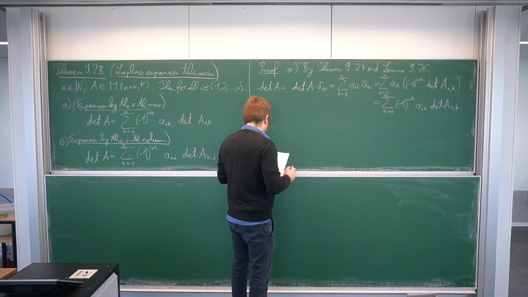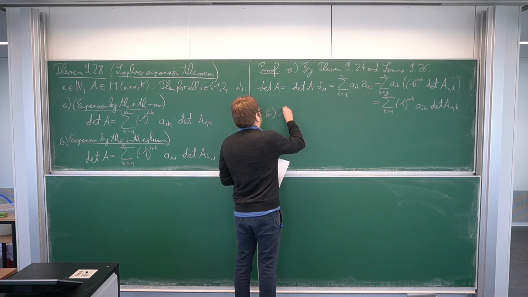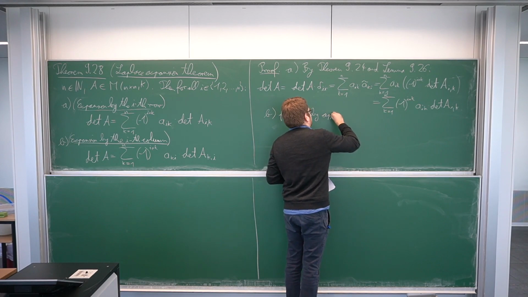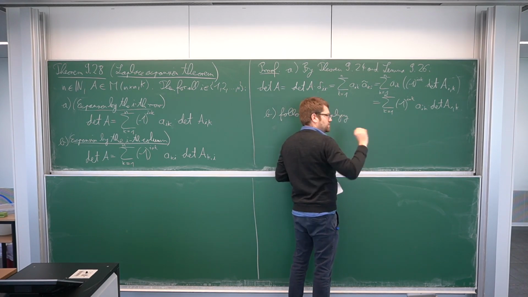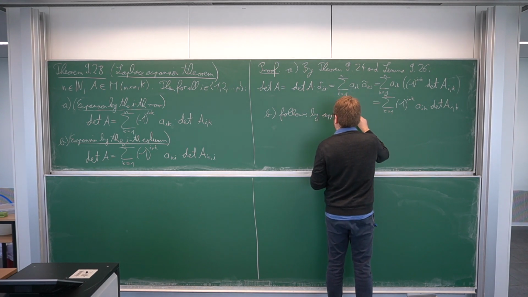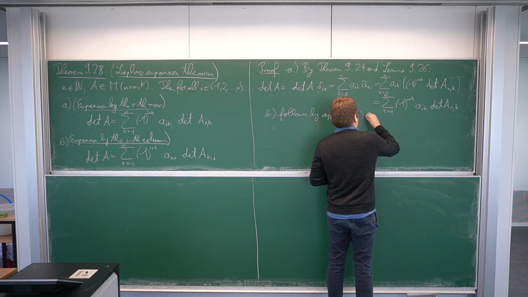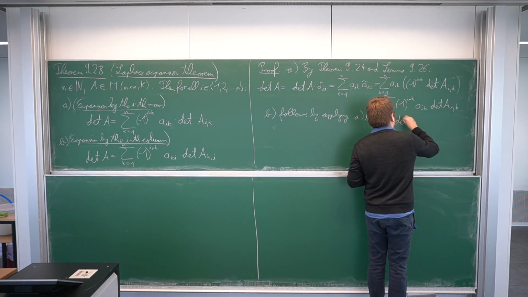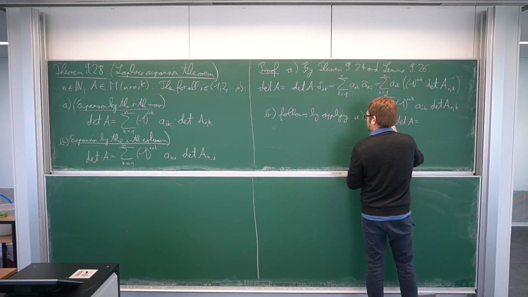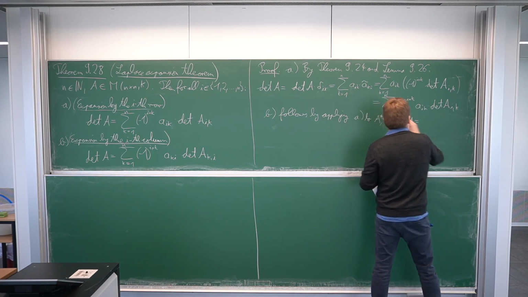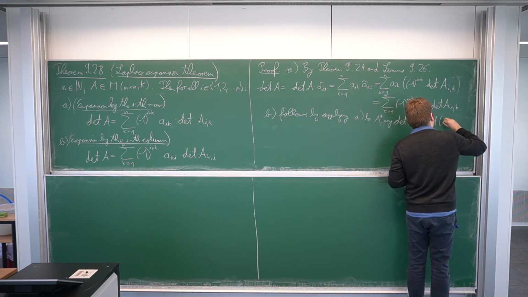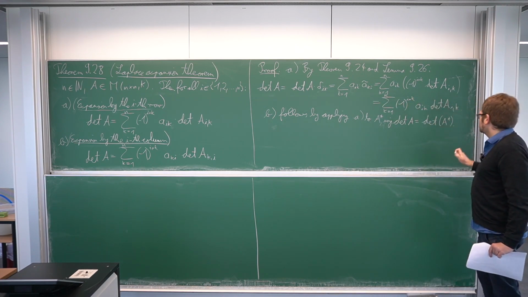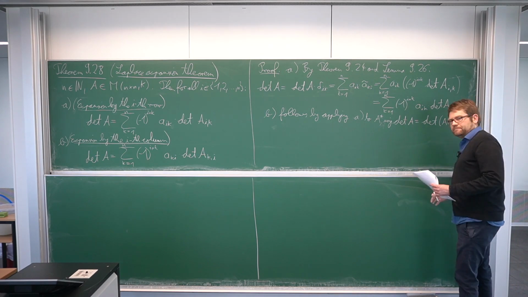Okay, now for the column statement. This follows by applying part A to the transpose. Then the rows become columns and the columns become rows. So by applying A to a transpose and using that the determinant of A is the determinant of the transpose, as we've shown, and then we just do this, then columns become rows and we get precisely the same formula. So this already shows the claim.